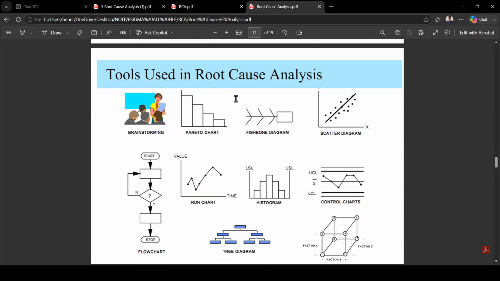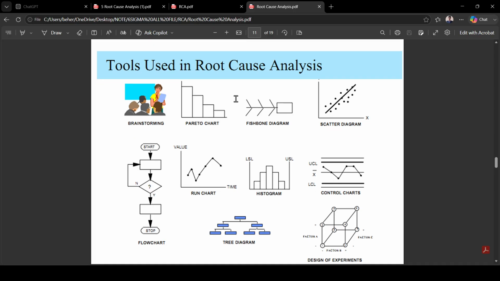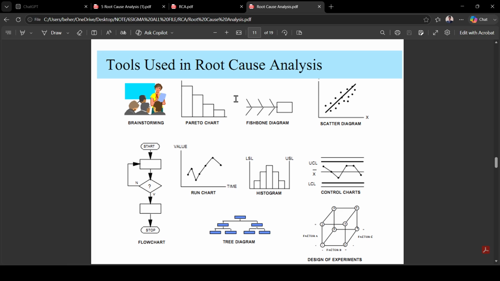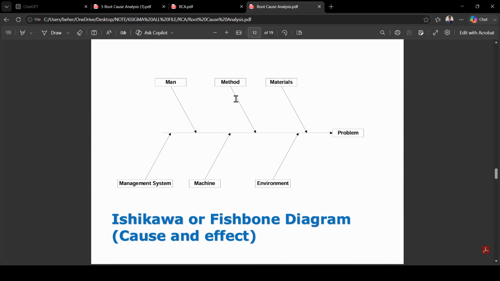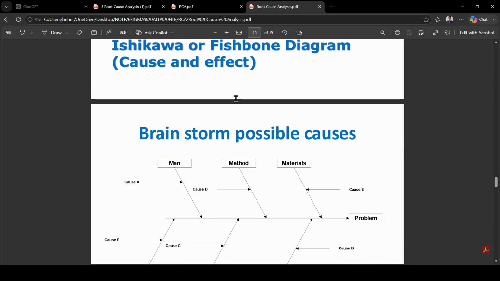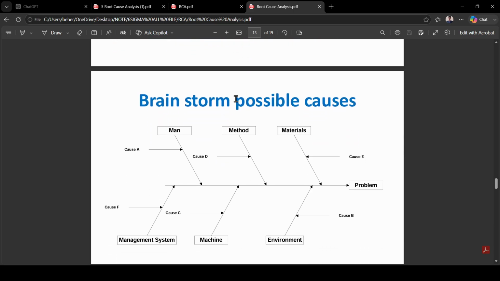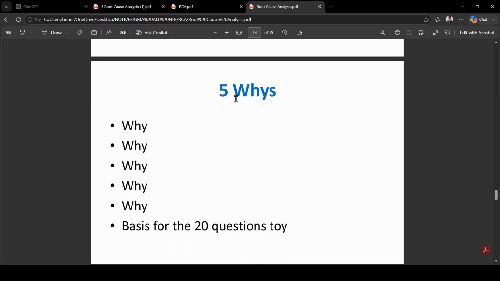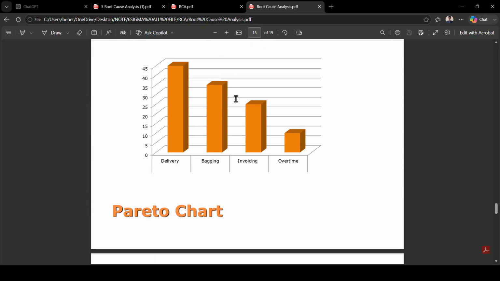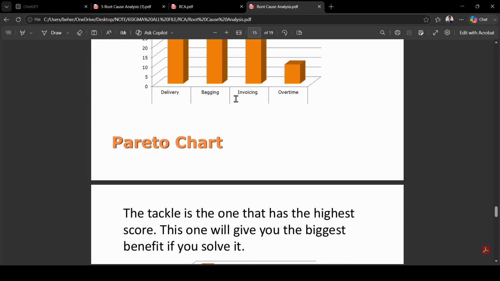Tools for root cause analysis: brainstorming, Pareto chart, fishbone diagram, scatter diagram, flow chart, run chart, histogram, control charts, tree diagram, and design of experiments. This is the fishbone or Ishikawa diagram. This is brainstorming possible causes. This is the 5 why analysis. And this is the Pareto chart.